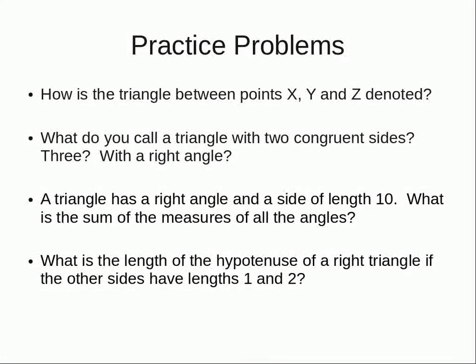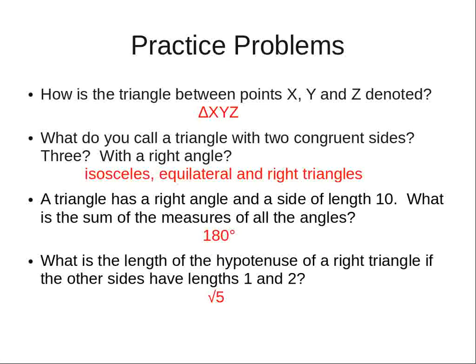Alright, I will now give you the answers. Little triangle symbol and the letters X, Y, and Z. Second question, isosceles, equilateral, and right triangles. Third question, 180 degrees. Last question, the square root of 5.